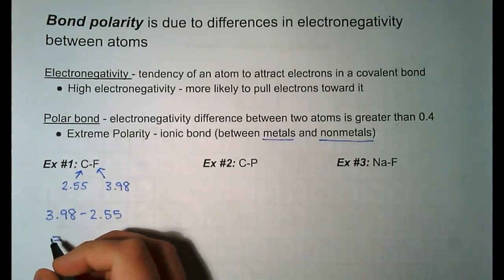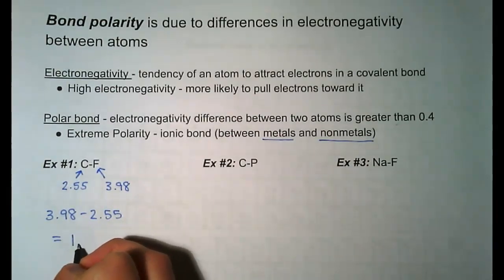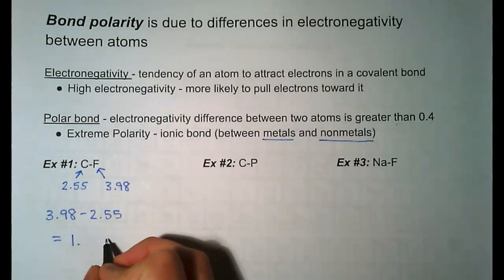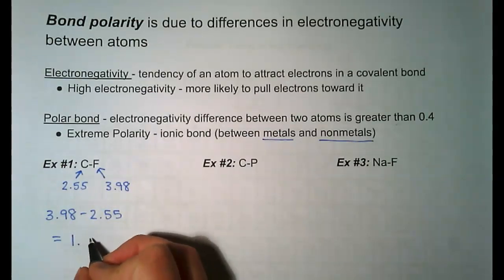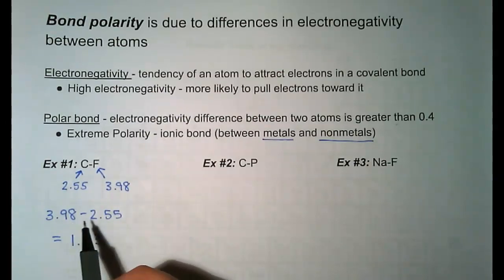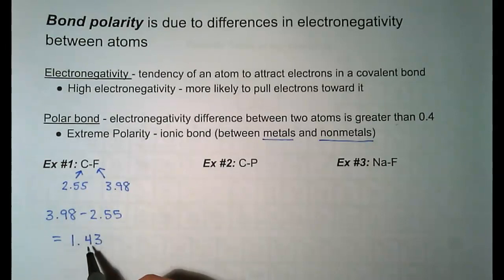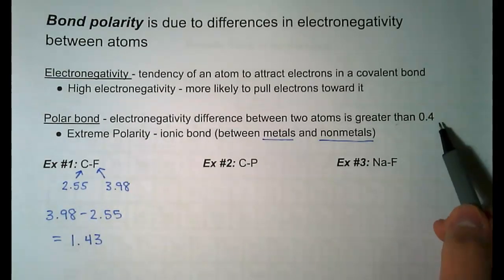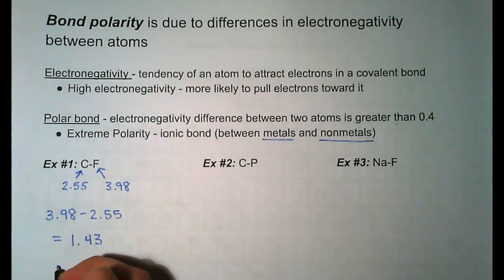we find that it is much greater than 1. We've got to do a little math here. So an electronegativity of 1.43, the difference between those two. So that is far greater than 0.4, so this is going to be a polar bond.